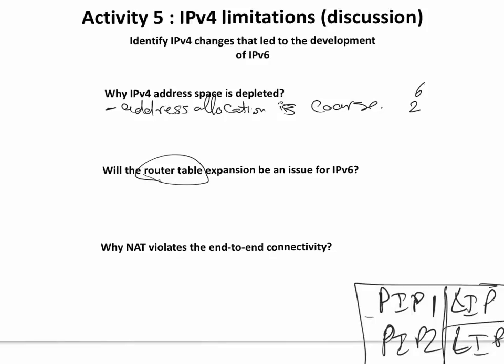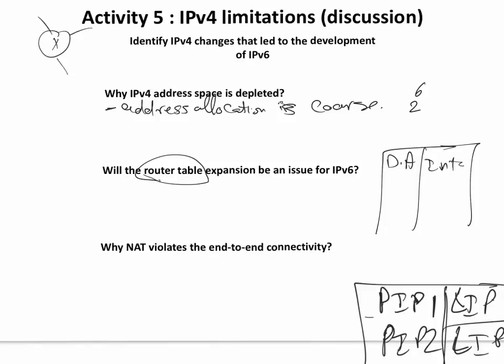The routing table has destination address and interface, because a router has many interfaces. It needs to read the destination address from the packet, map this to what we will call later a network address. Okay? And then from this network address, it needs to know what interface to send this packet to.